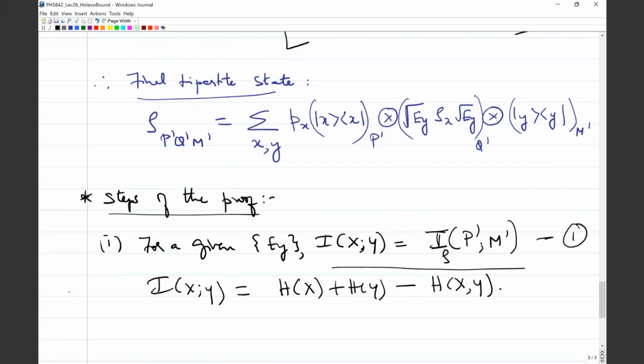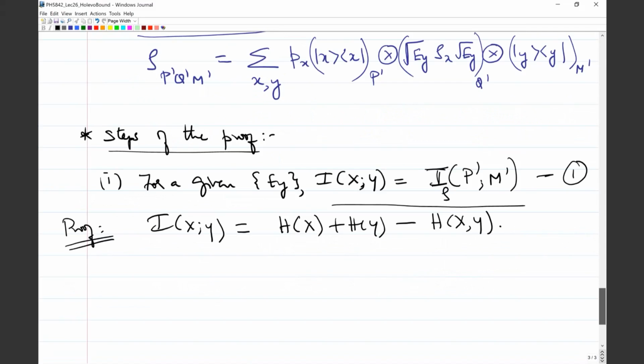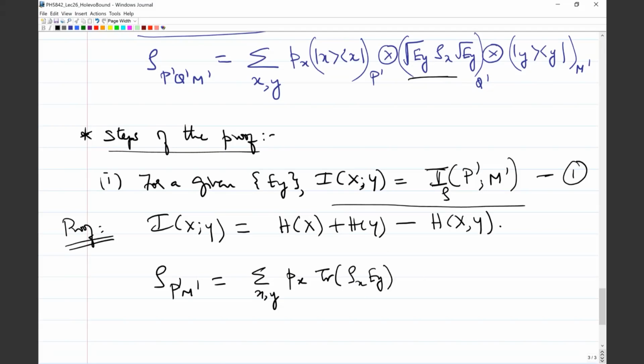I've written out for you what the left-hand side is. So what is the right-hand side? To write down the right-hand side, I need to know the marginal state. I have to go from the tripartite state to the bipartite state. So this is rho p prime m prime, where I have to trace out just this middle part. This is just the sum over x and y, px, followed by the trace of, so I hope you see that square root Ey becomes a single Ey in the trace. So it's just trace rho x Ey, |x><x| and |y><y|.